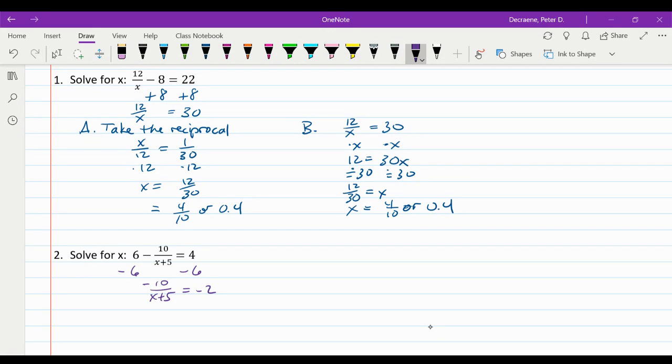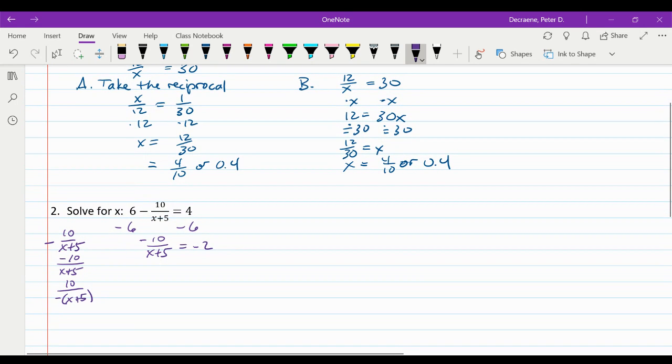A quick note: with -10 divided by x plus 5, the negative sign can go in front, it can go in the numerator, or it can go in the denominator. If you put it in the denominator, make sure that whole denominator is in parentheses. Whichever way is most convenient for you works. When we write the equation, it's most convenient to write that as subtraction, but after we go to solve, I'm going to put the negative sign in the numerator so it's easier to deal with.